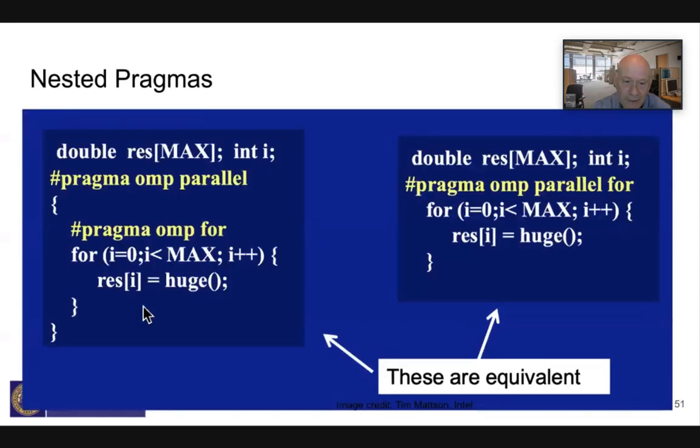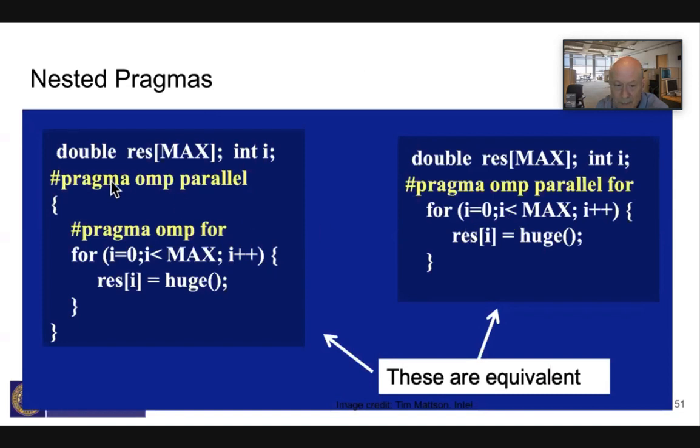So in terms of nested pragmas, I love this slide. This shows that these two expressions are actually equivalent. Let's start with the one over on the right. What does this do? Pragma OpenMP parallel for. This is creating a parallel region of code. We have this for loop, which is going to be done in parallel.